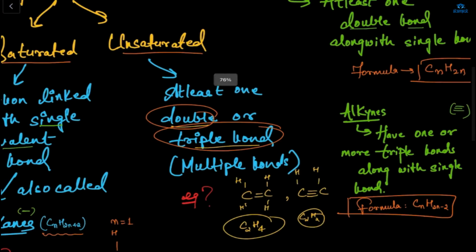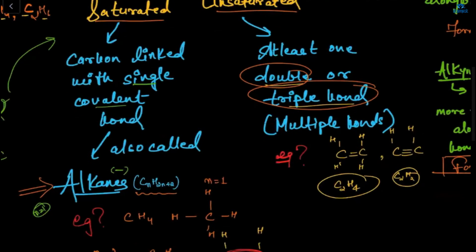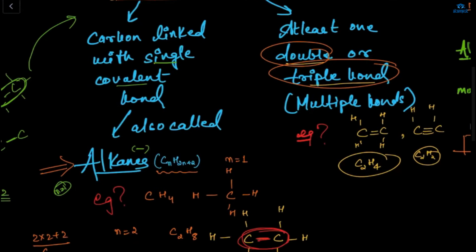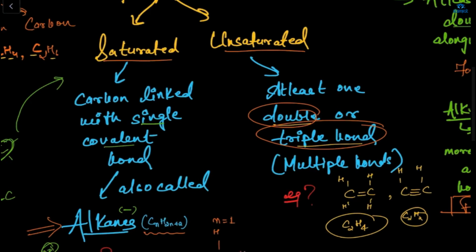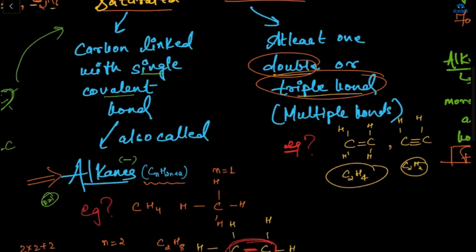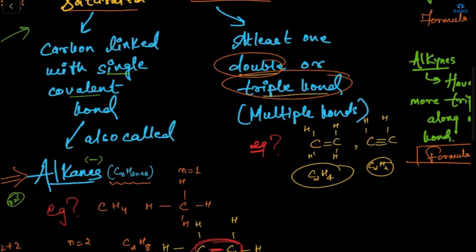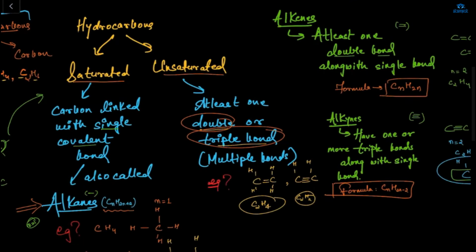Understood? Any doubt? And what is saturated? Saturated means which consists of a single bond. We can say alkanes, we can give it as an example over here, because alkane is having a single bond. And what about unsaturated? Unsaturated means at least one double or triple bond. So unsaturated is these two: your alkenes and alkynes are unsaturated, but your alkanes come under saturated. Okay?